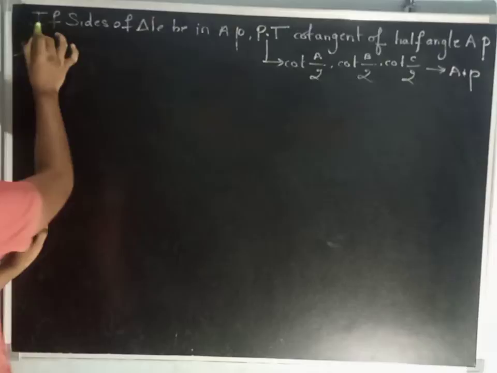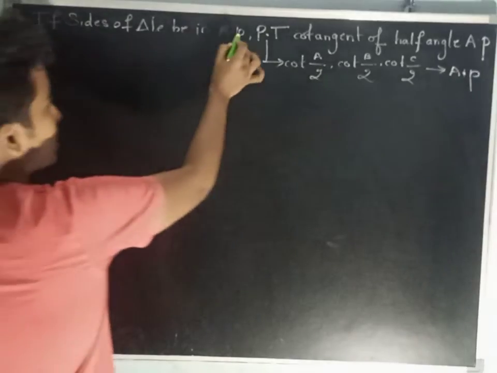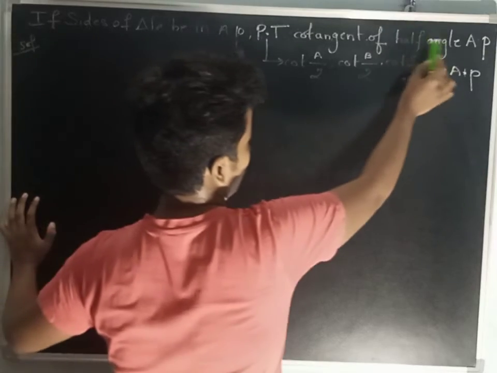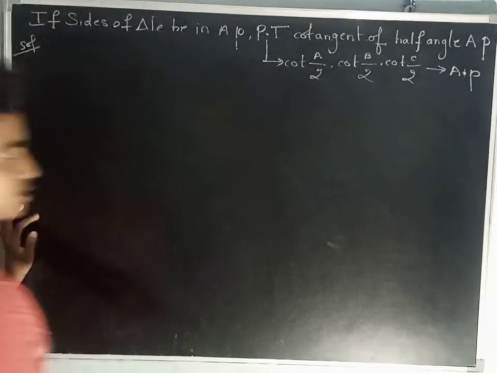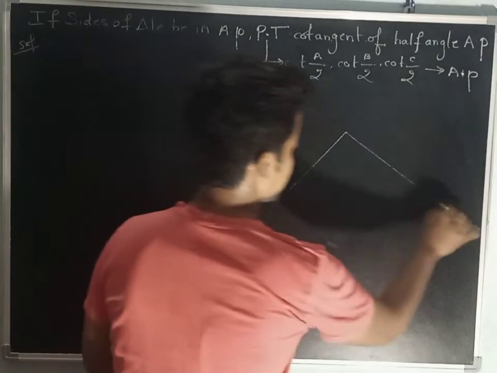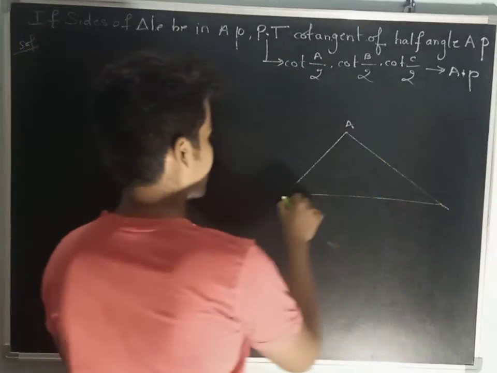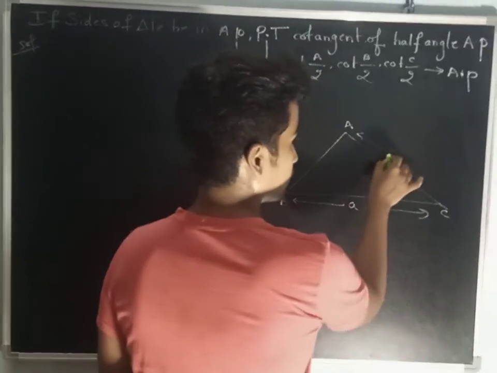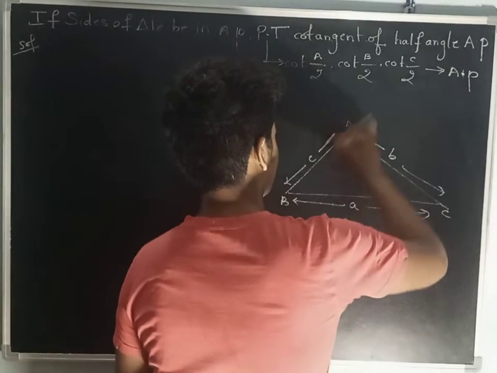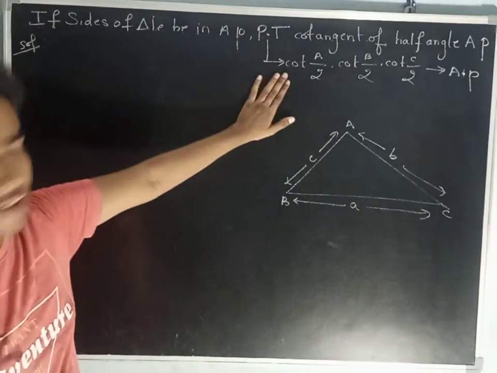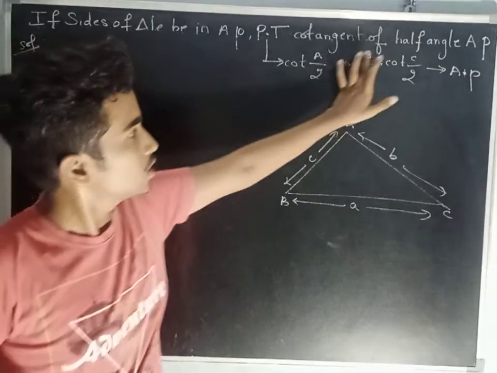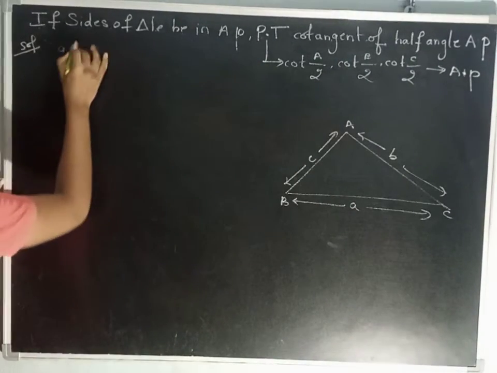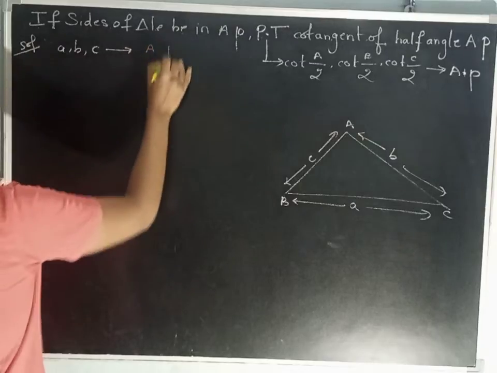Here it is given that if the sides of a triangle are in arithmetic progression, then prove that the cotangents of the half angles are in arithmetic progression. Let me consider triangle ABC with sides a, b, c. We need to prove that cot A/2, cot B/2 and cot C/2 are in arithmetic progression. Given that a, b, c are in arithmetic progression.